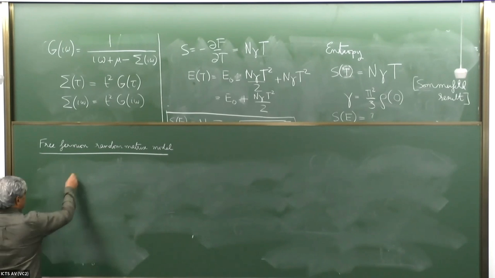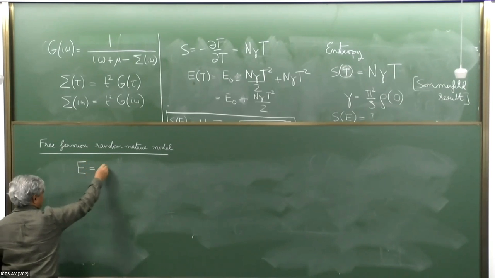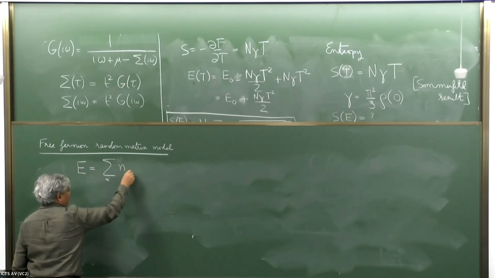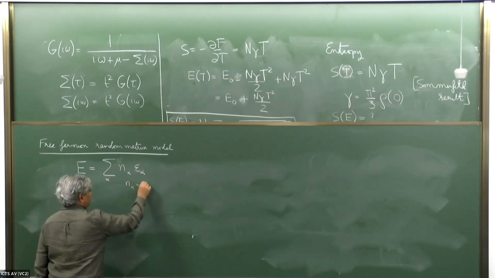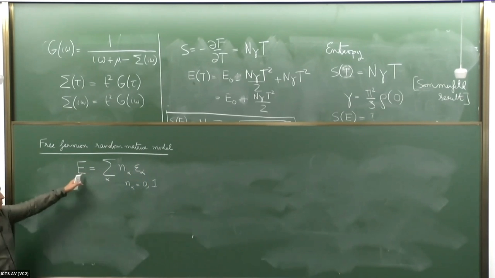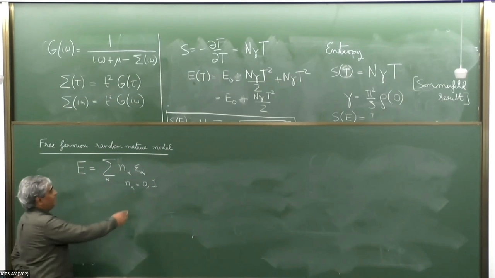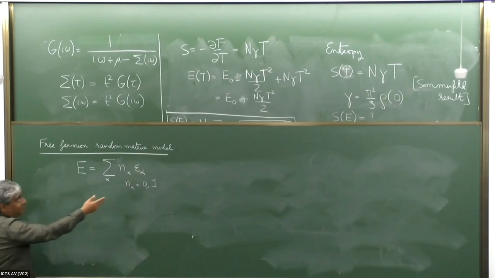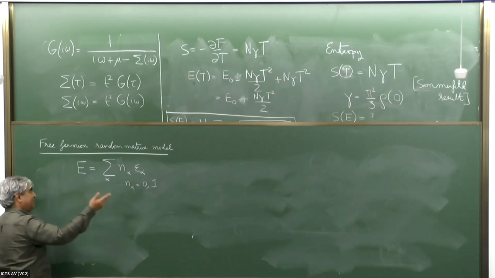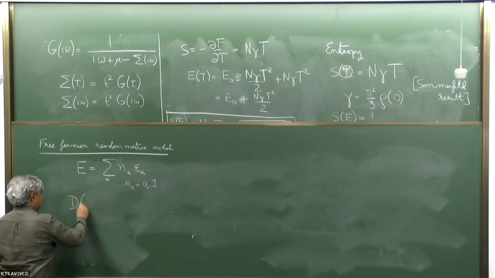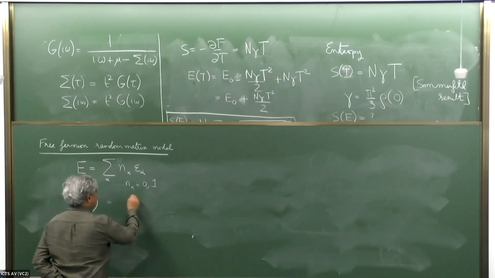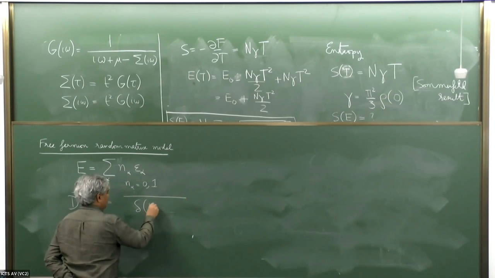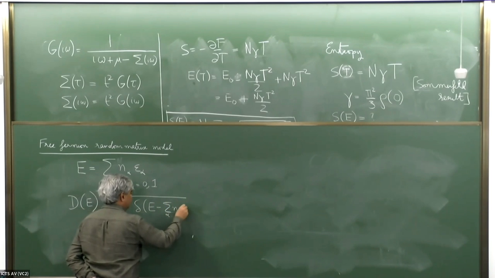So what is the many body density of states? Well, the many body energy, as we discussed last time, is the sum of n alpha E alpha, where E alpha are the eigenstates of T_ij, and n alpha is zero or one. So there are 2 to the N possible values of capital E. Just like we had N possible values of E alpha and computed the density of states, which gave us a semicircle, now we want to translate that into the many body density of states, D of E, which will be some average over delta of E minus the sum over alpha of n alpha E alpha.